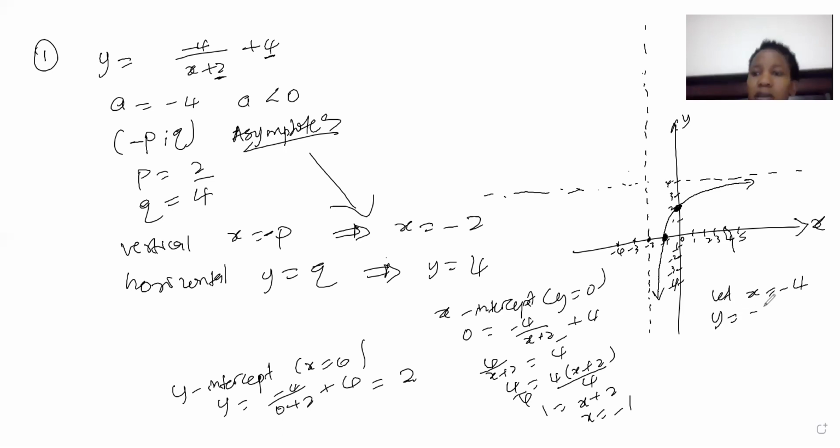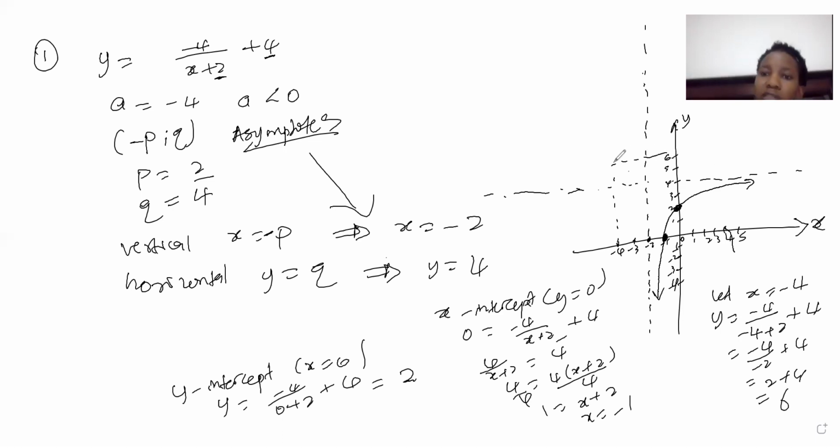Y will be negative 4 over minus 4 plus 2 plus 4. We have negative 4 over negative 2 plus 4, which is 2 plus 4 is 6. And you see now we'll have 4 and this is 5, 6. We'll have 4 and 6. Okay. Then let's see what other value can we use.